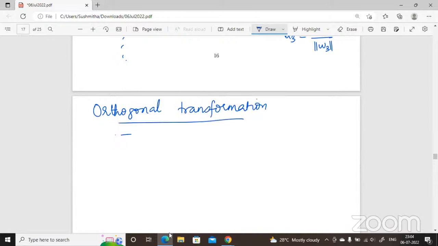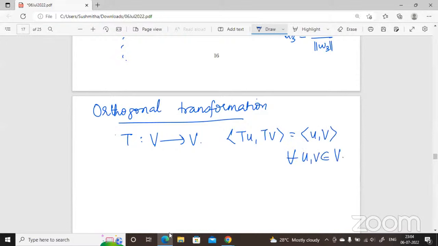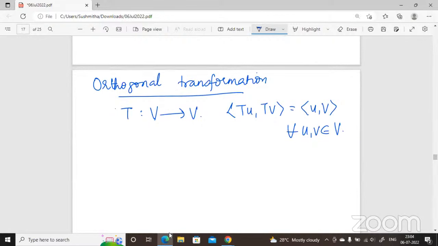A transformation we considered only from V to V is said to be orthogonal if <Tu, Tv> is equal to <u, v>. It preserves distance. That's all. This is an orthogonal transformation. You just need to check whether this is satisfied for all u and v to check whether it is orthogonal or not. So to show something is not orthogonal, you just have to find a pair of vectors for which this is not satisfied.